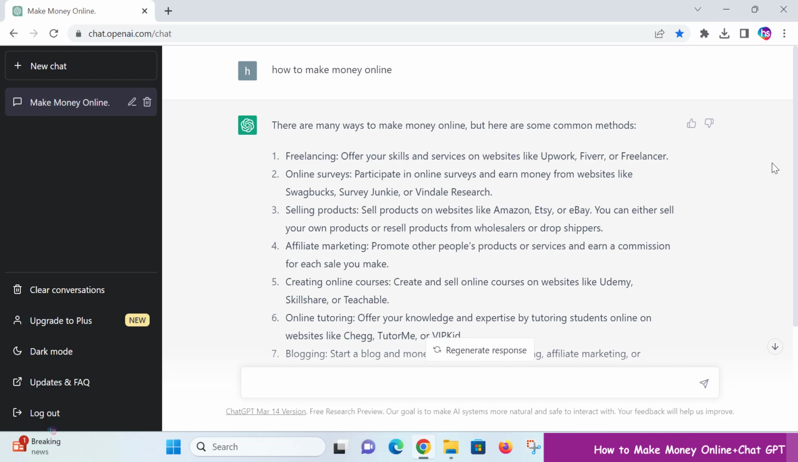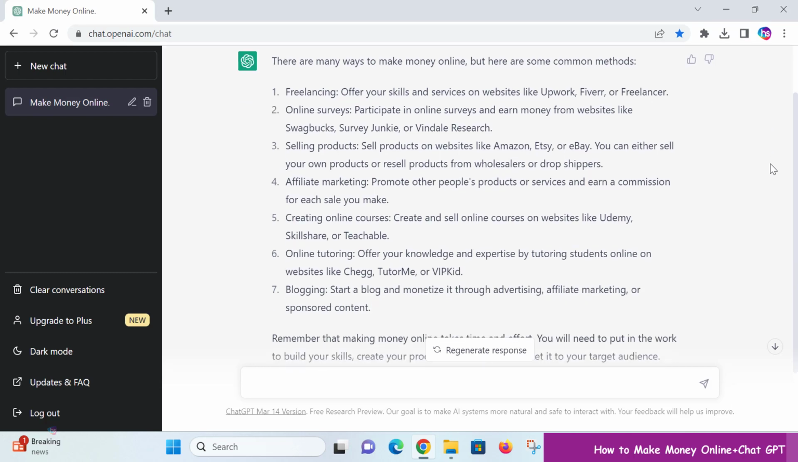And selling products. Sell products on websites like Amazon, Etsy and eBay. You can either sell your own products or resell products from wholesale drop shippers. And affiliate marketing. Yes, promote other people's products and services, and earn a commission on each sale that you make.